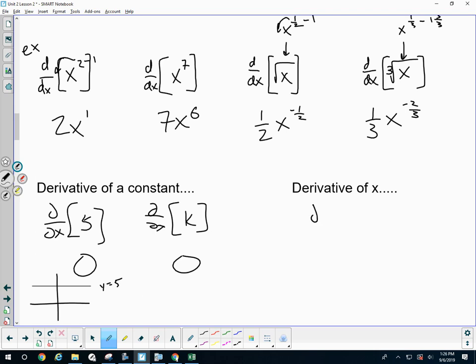Let's think about x. Well, this one you can use the power rule. Bring the 1 down, 1x, subtract 1 to the 0. Anything to the 0 power is 1. The tangent slope generator for x is just 1. Well, that should make sense too. What is the slope of y equals x? It's just 1. Okay.